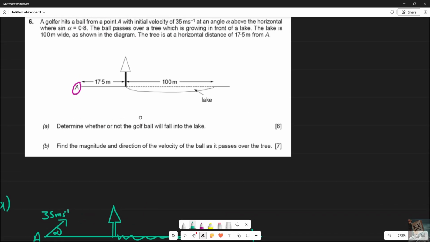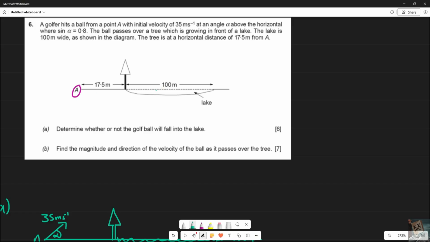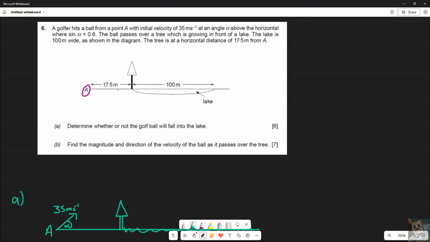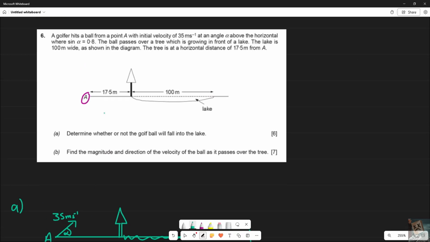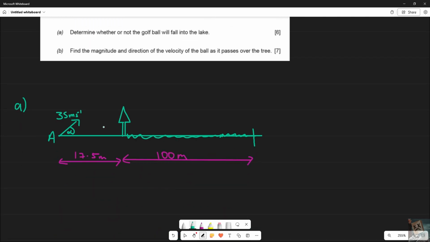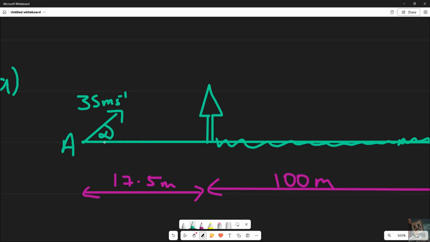So we know where the lake is horizontally and vertically, because the vertical would just be 0. And we know it's 117.5 meters from the origin horizontally. Horizontally there's only 3 things: the distance, the speed, and the time. We know the speed from the initial speed, and we know the horizontal distance. So we could find the time it takes to get to the lake, because the time will be the same vertically and horizontally.